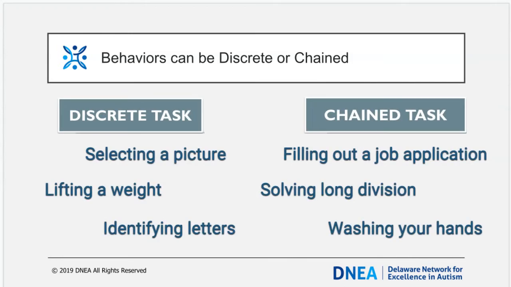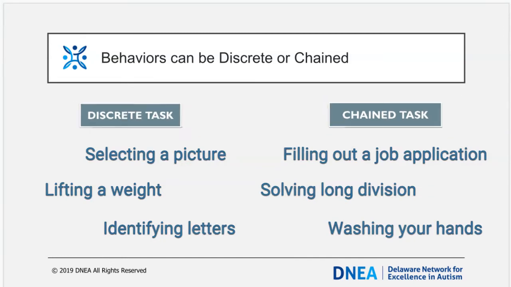Here are some examples of discrete versus chained tasks. Selecting a picture, lifting a weight, and identifying letters are all examples of discrete tasks because they have one single response. Filling out a job application, solving long division, and washing your hands are all examples of a chained task because they require short, individual behaviors to be chained together in a sequence to make up a complex task.